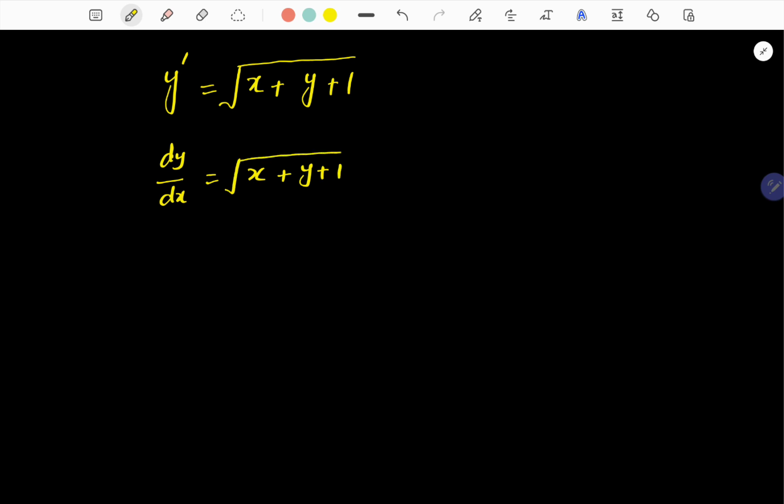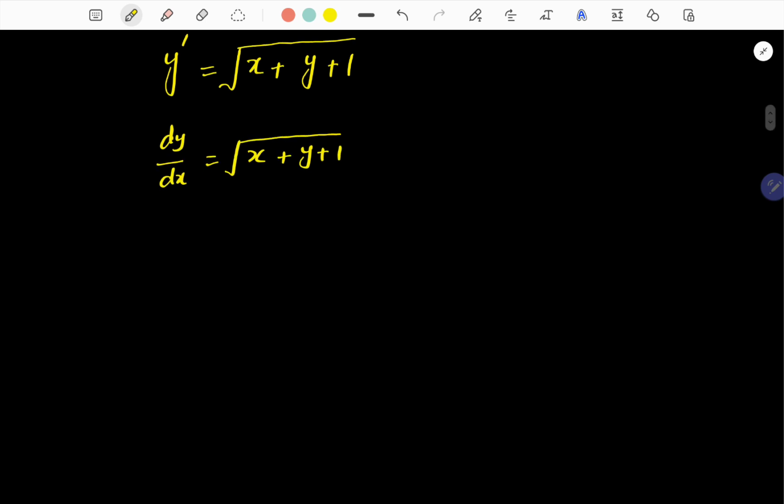Here we substitute u equal to x plus y. Then definitely x is the independent variable and y is the dependent variable. So now we are converting it, with u as the dependent variable while x again is the independent variable. So we have to calculate dy/dx and substitute these values.